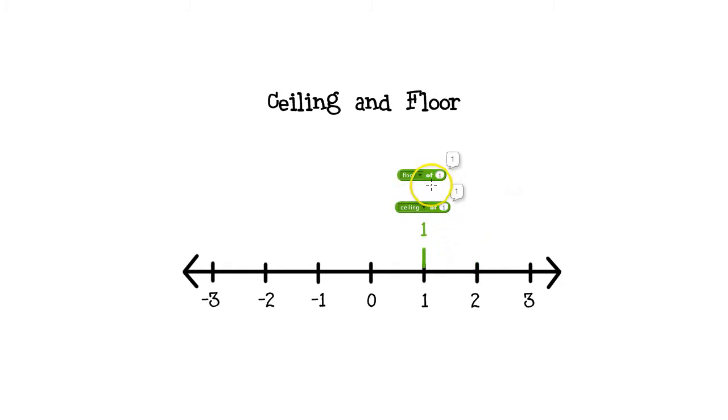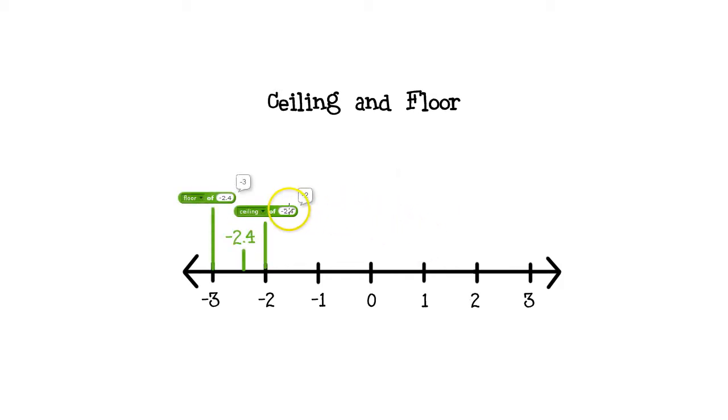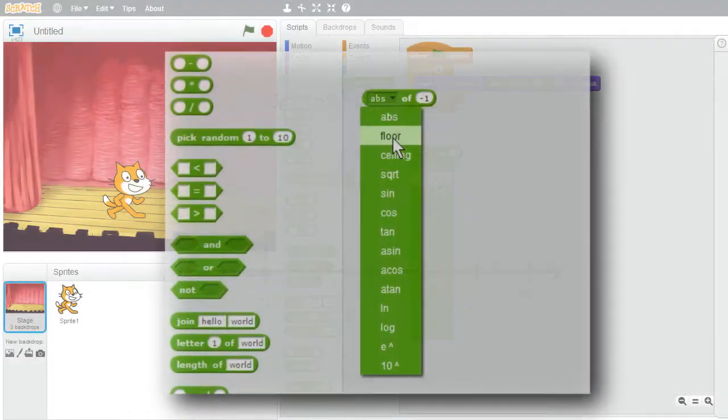The floor and ceiling values for 1 are 1. 1 is already an integer value. The ceiling for negative 2.4 is negative 2. Negative 2 is the closest integer value greater than negative 2.4. The floor for negative 2.4 is negative 3. Negative 3 is the closest integer value less than negative 2.4. I'll go back to the program now and show these values.